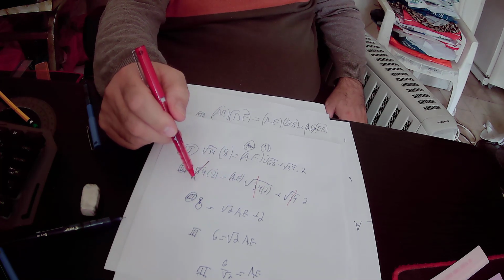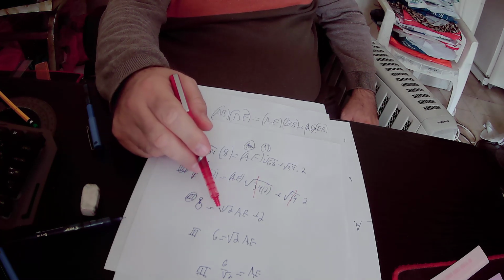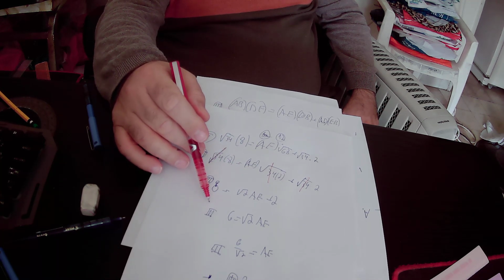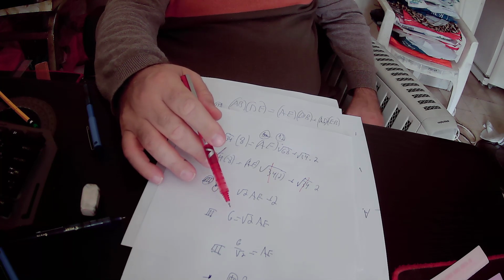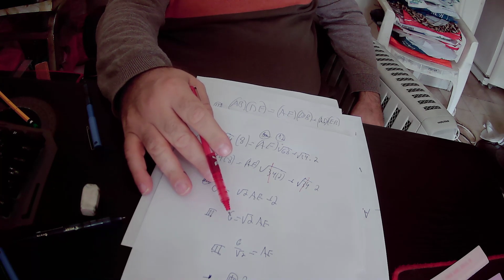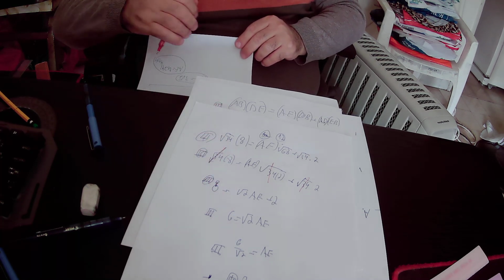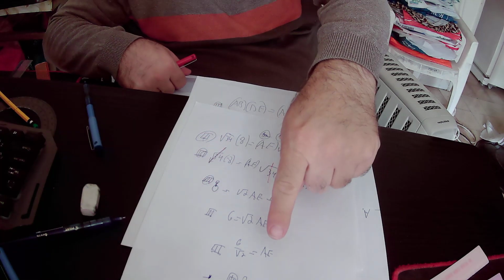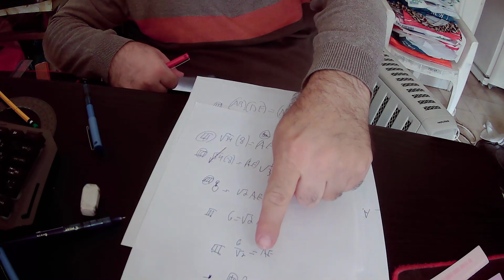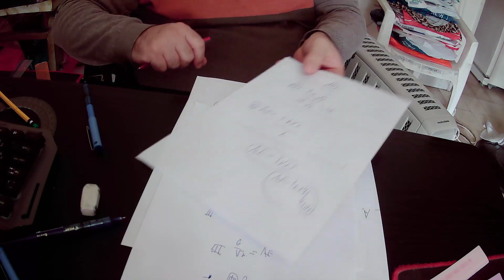We subtracted 2 from both sides, and we got that 8 minus 2 is 6, so 6 equals square root of 2 times AE. Then we divided by square root of 2 and got that the size of line segment AE is 6 over square root of 2. We know that 6 equals 3 times 2, so 3 times 2 over square root of 2 equals AE. Then we multiplied this side of the equation by square root of 2 and divided by square root of 2.